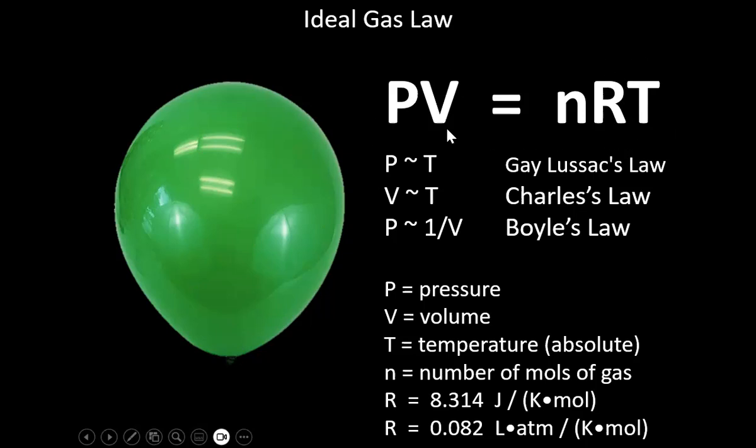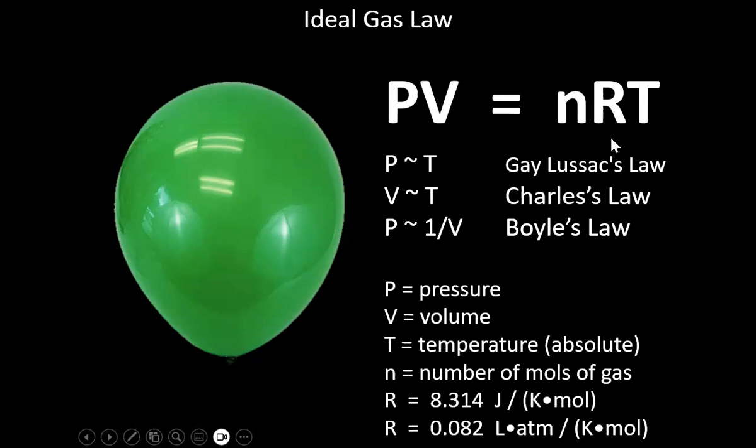Now, put it all together, and you get the ideal gas law. Pressure times volume is the number of gas molecules times the absolute temperature, and this has to be in Kelvin to make this work. And then R is just a constant to tie everything together. There are different values for R depending on what units you're working with. I listed 2 values of R down here.